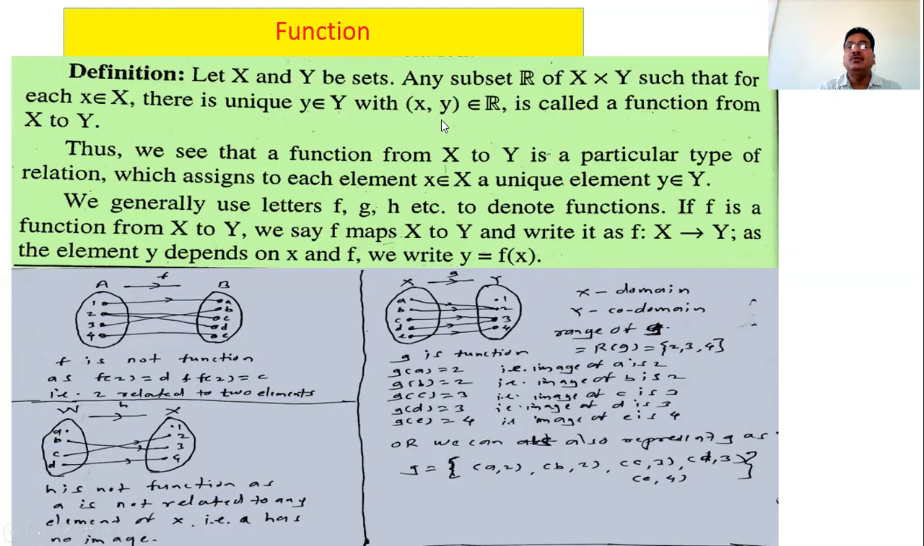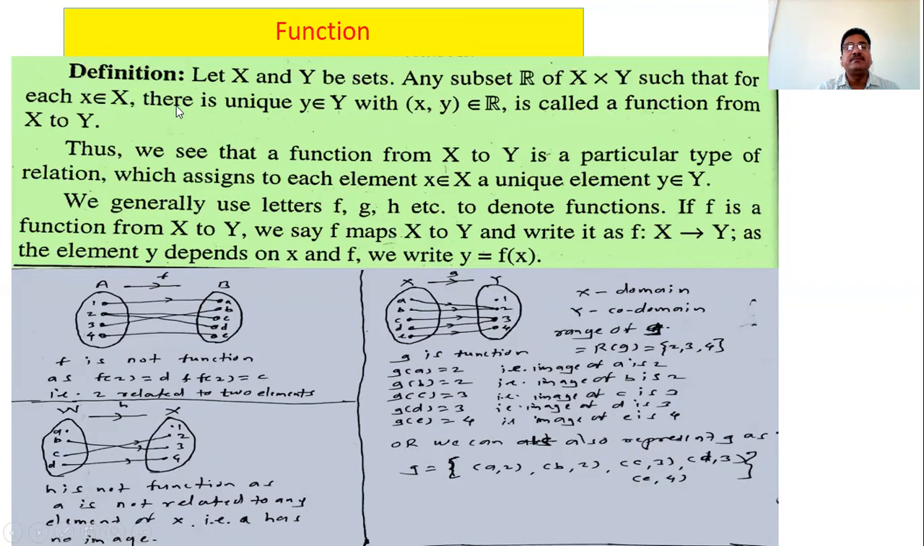So a subset of X cross Y is called a function if for each x in X there is a unique y in Y such that (x, y) belongs to R, that is, x is related to y, or the image of x is y under this function R. Under this relation R, the relation is called a function. A function is also called a mapping or map. Another word for function is map or mapping.